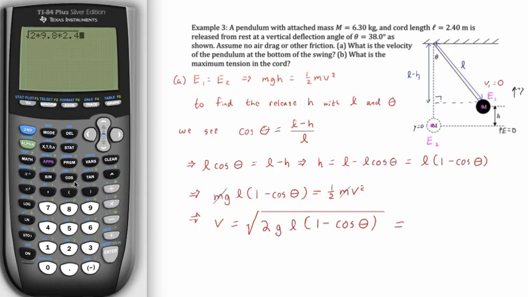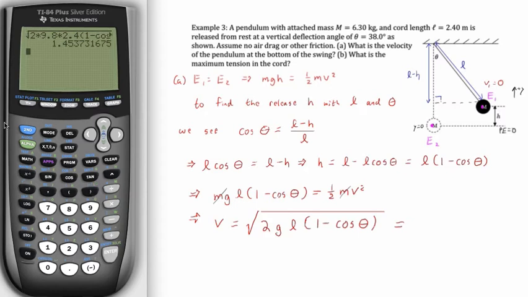Okay, and then we'll open parentheses. All right, and then have 1 minus cosine theta. So 1 minus cosine, and the theta we're given is 38 degrees. Right, and then we'll close up these, and then close up the square root as well.